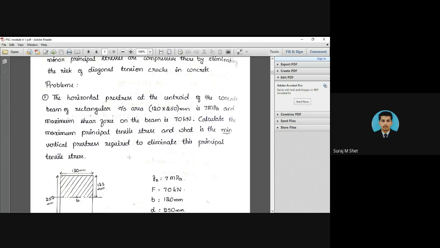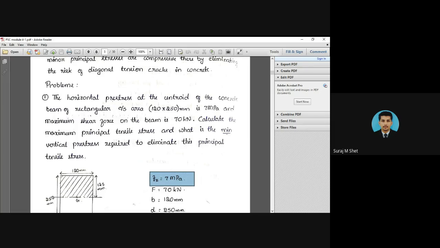So in this problem, the horizontal pre-stress at the center of the concrete beam is given as 7 MPa. That indicates horizontal force, which means this is Fx. They have given the Fx value for horizontal force. If they had given vertical pre-stress, that would indicate Fy. So Fx is equal to 7 MPa.